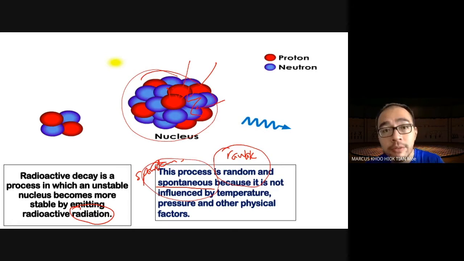But modern physics doesn't take into account outside factors. As I said, there are things going on in the nucleus that cause this decay to happen, but it's so hard for us to predict. That's why we call it random and spontaneous.